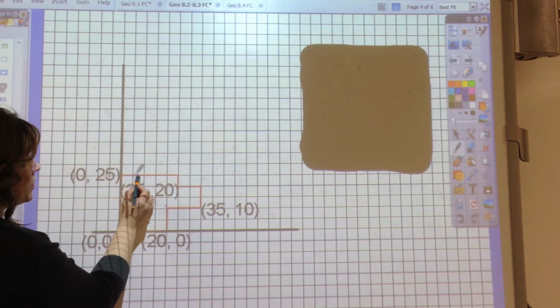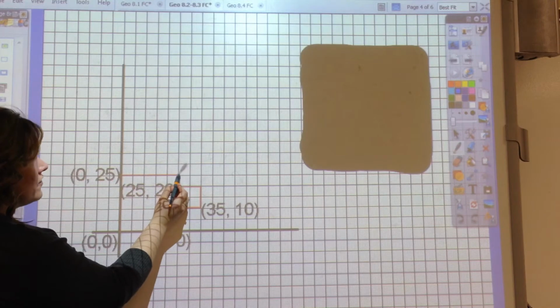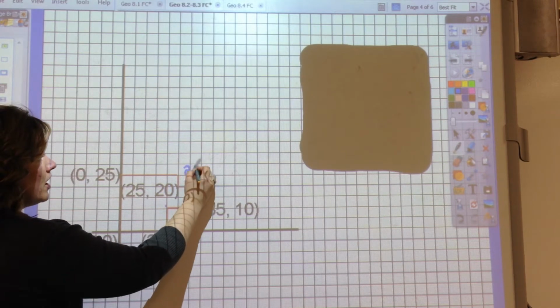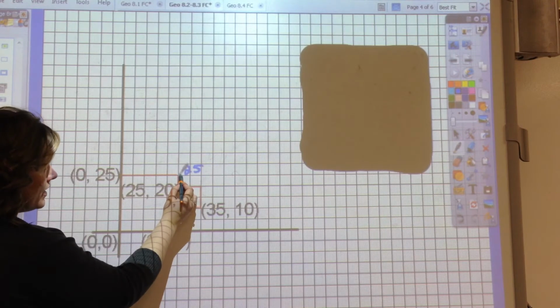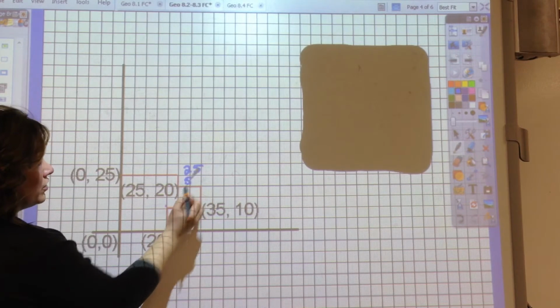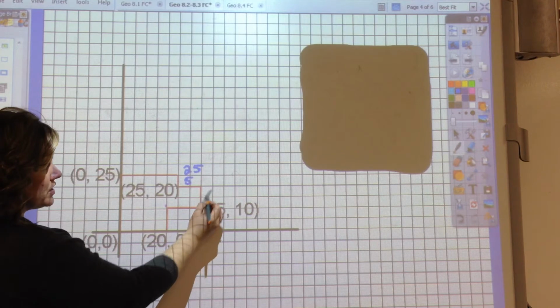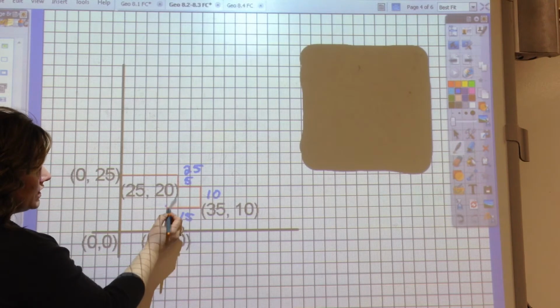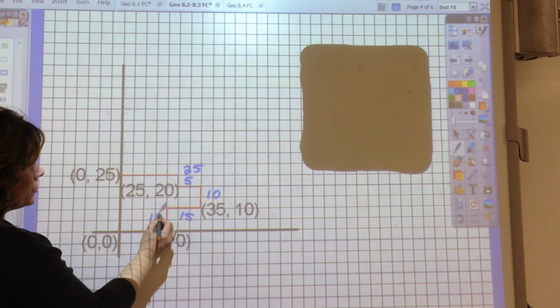My perimeter would be 1, 2, 3, 4, 5. So that'd be a total of 25 units. My next piece has a unit of 5. This one has a unit of 10. This one I go over 3, so that'd be 15. Here I go down 2, so that would also be 10.